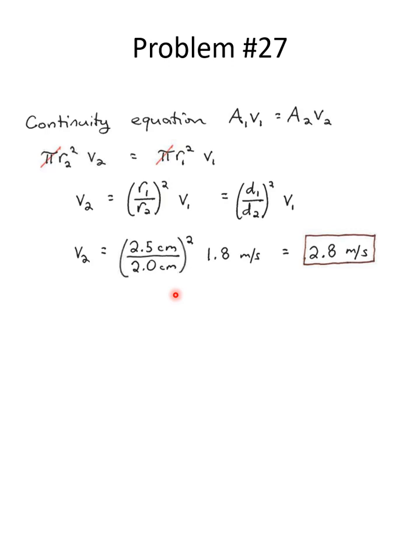So we have 2.5 centimeters over 2 centimeters. We're going to square it times 1.8 meters per second. And it's 2.8 meters per second. And it's good to evaluate this. Remember at the beginning, as I was qualitatively evaluating it, I said that since it narrowed a bit, we expect a bit of an increase in speed. And here we see it has indeed increased in speed.